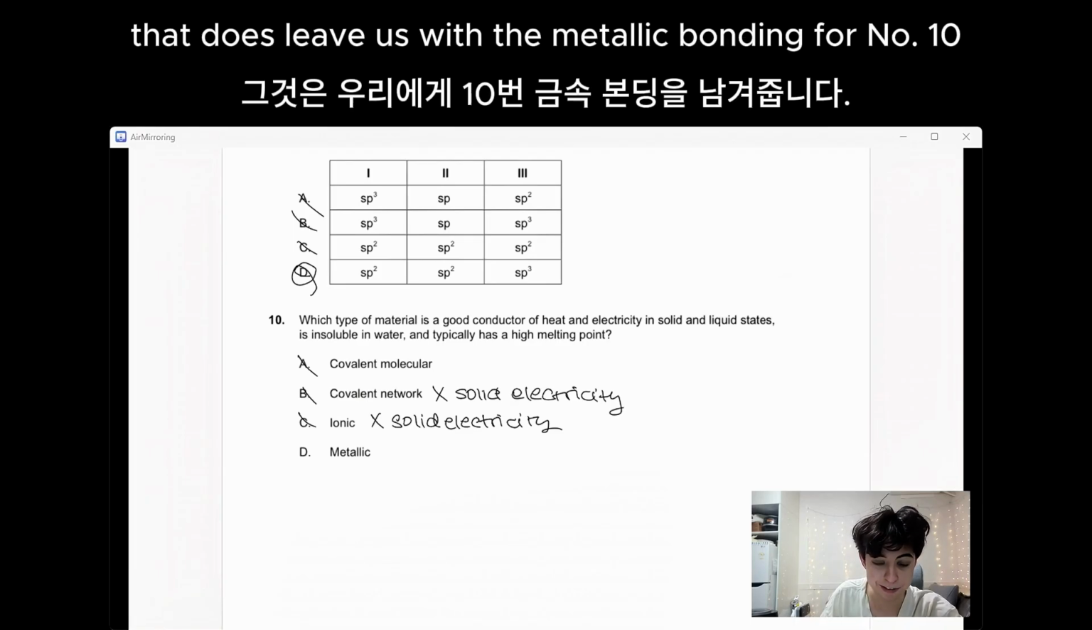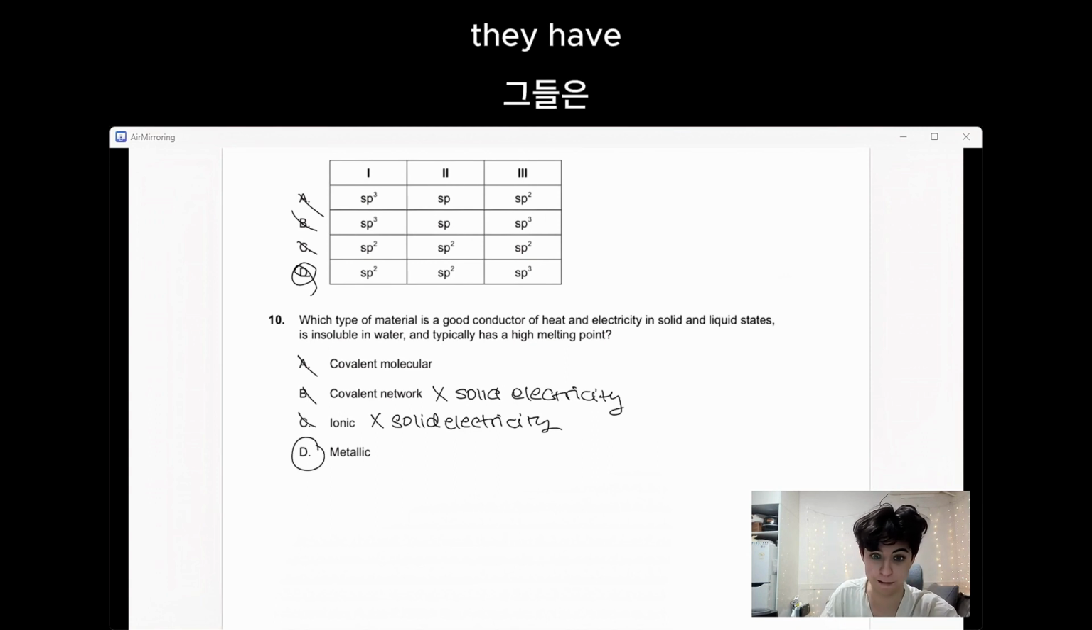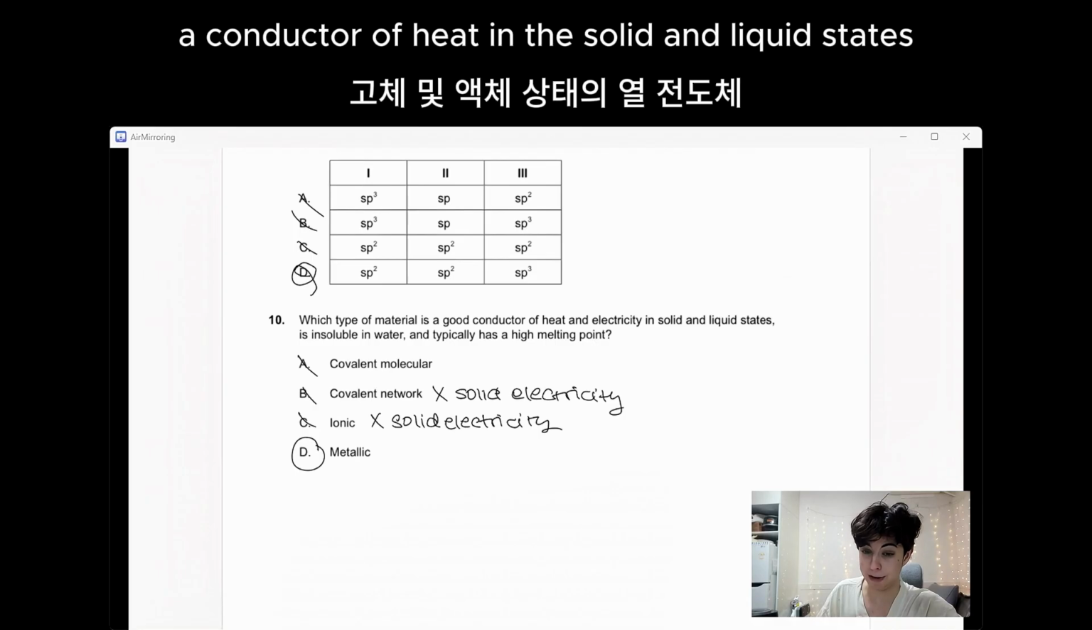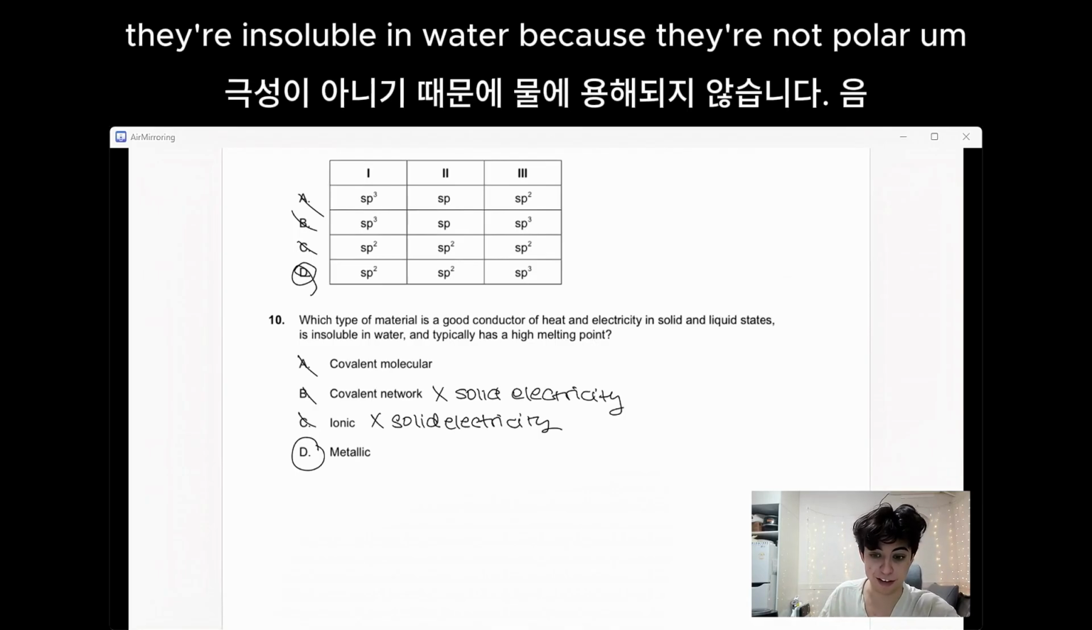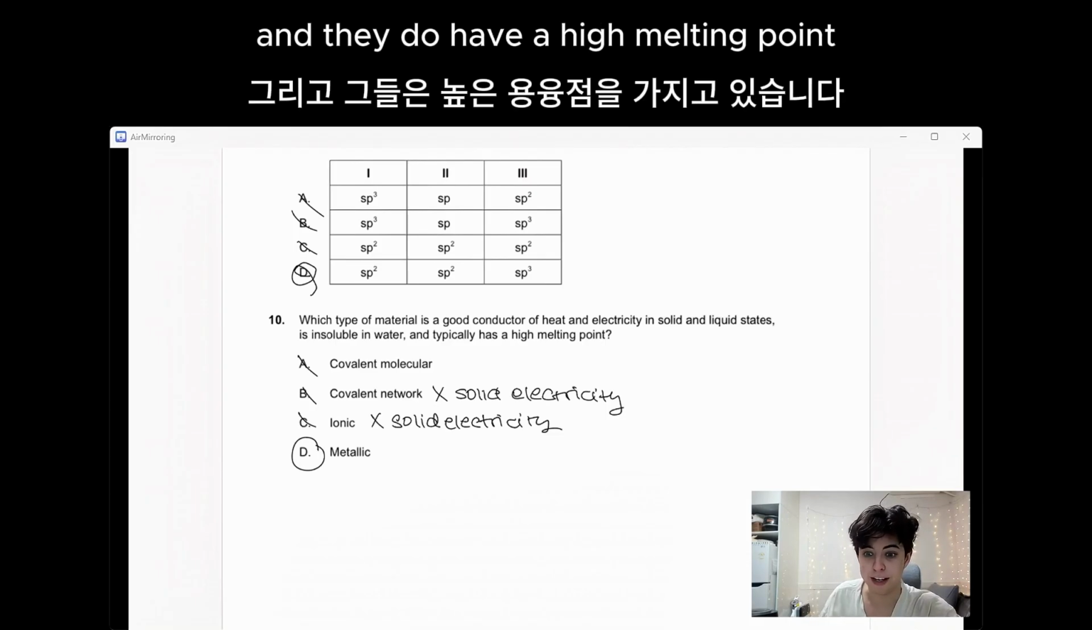And so that does leave us with metallic bonding for number 10 because they fit all of these. They are good conductors of heat in the solid and liquid states, except their liquid state would be molten. They're insoluble in water because they're not polar, and they do have a high melting point.